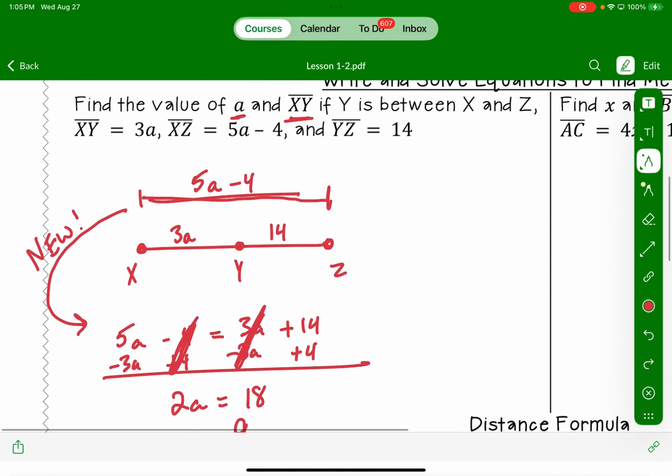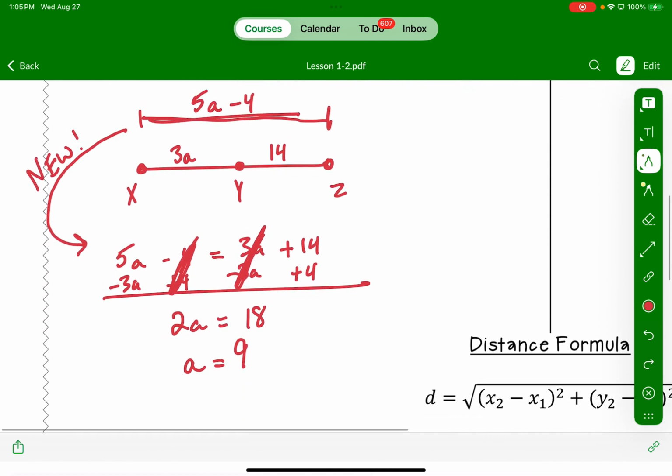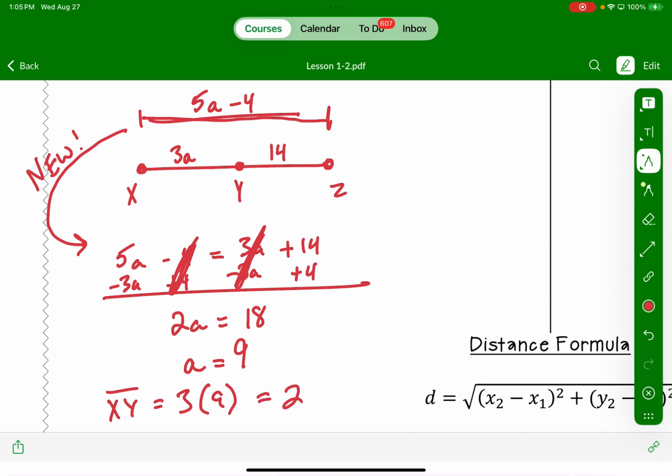Because what do they want? They don't want the value of x and y. They want the length of xy. So how do I figure out the length of xy? 3 times 9. Yeah, we're going to substitute 9 in for a and get 27. And that would be my final answer.